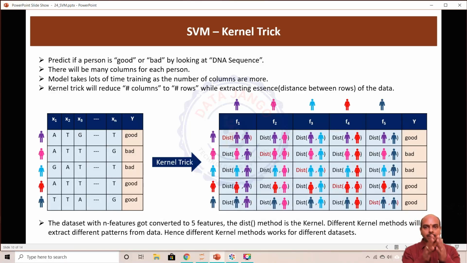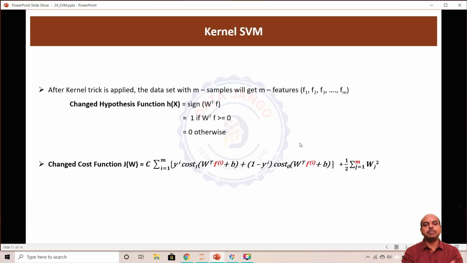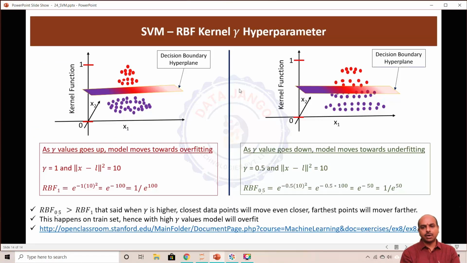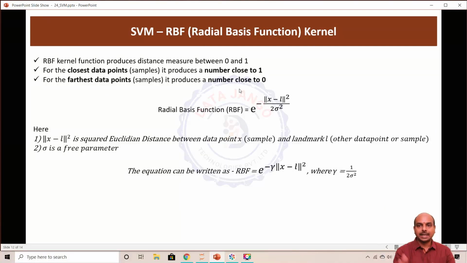If the distance formula changes, the essence changes. The kernel function is the distance function. So let us try to understand the RBF kernel, one of the most popular kernel functions, and see how exactly it helps you extract the essence while reducing the dimensionality. I said reducing the dimensionality only when the number of records is low, because ultimately the kernel trick is creating an m by m matrix. That's the key point we need to remember.